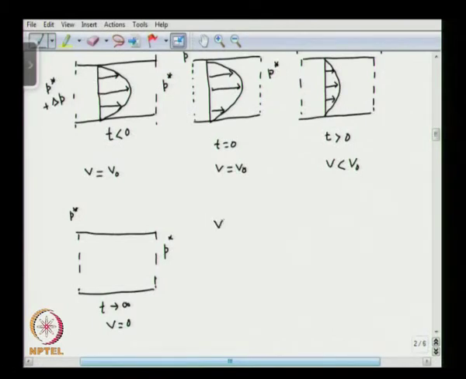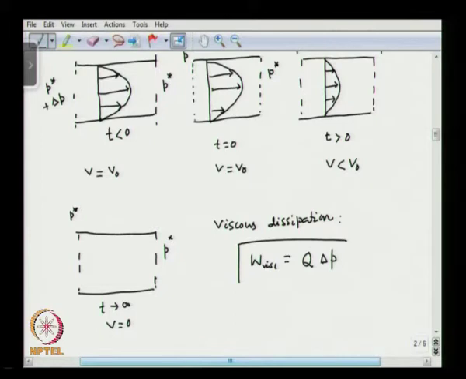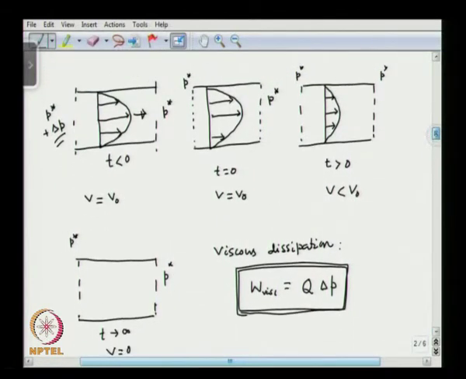So the viscous dissipation can be expressed as W viscous equal to Q into delta P. Here delta P is the pressure difference and Q is the flow rate that is occurring. So if you take out delta P, that energy will be utilized to overcome the viscous loss, and that actually helps us to understand the hydraulic resistance, because there is a finite resistance offered by the walls, the viscous dissipation occurs and the energy is dissipated to overcome the viscous dissipation.